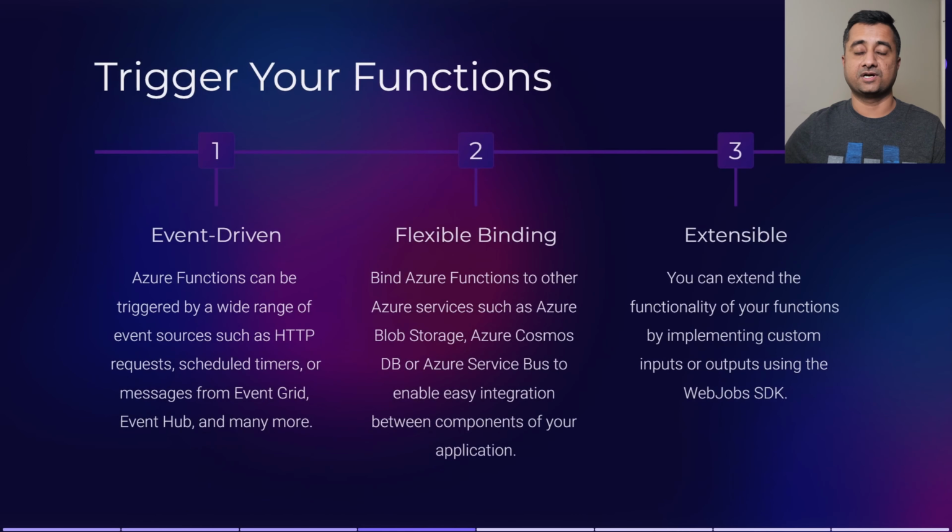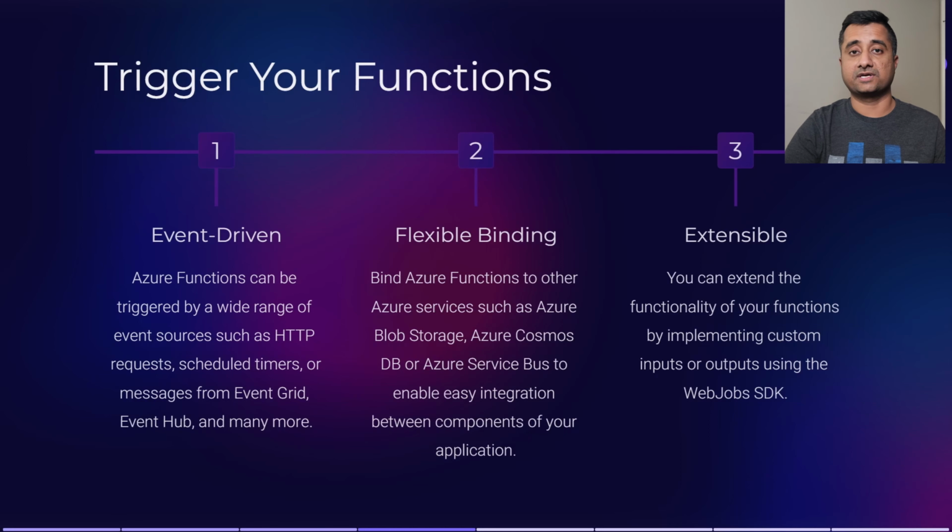Moving on to triggering, how do we use this function? The functions can be triggered by multiple different options. Most of the time it's event driven. Whenever there is an event happening, you can trigger a function with a URL. Most of the time I've used it with HTTP triggers. When there is something happening, I could trigger it, pass some data, and then it can process it.